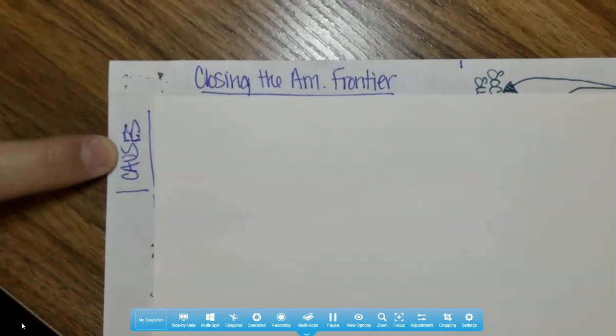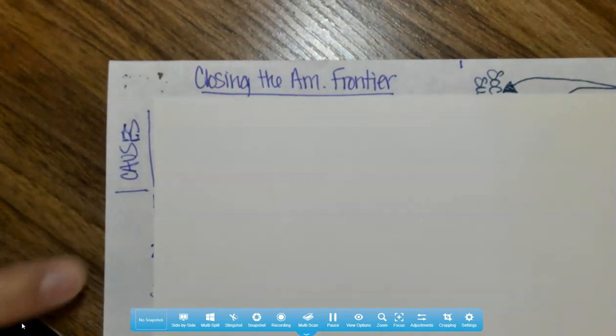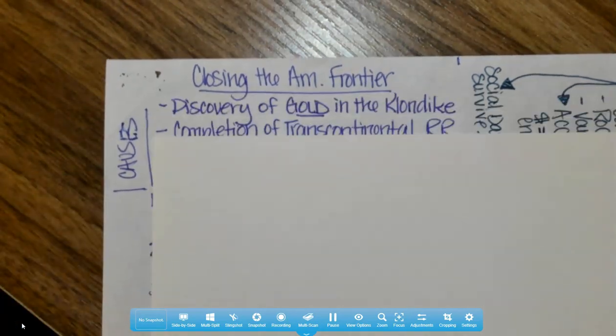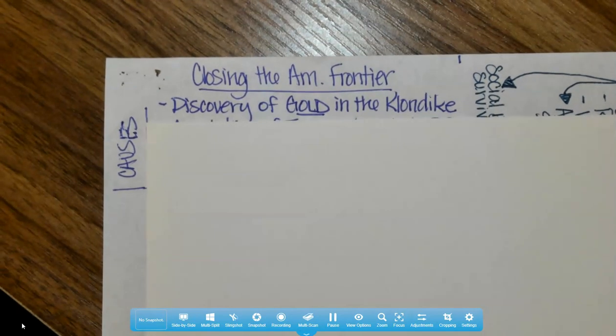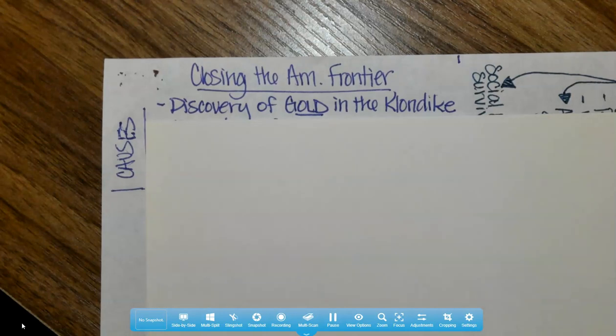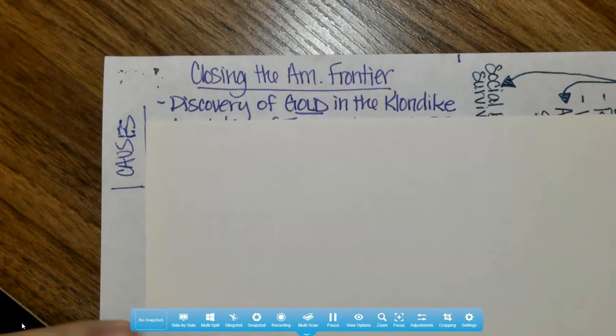How I'm going to divide this is we're going to have causes, and then we'll have effects right underneath it. The first thing that is going to lead to the closing of the frontier was the discovery of gold in the Klondike. Literally, if you see Klondike, think, oh yeah, that Klondike ice cream bar: frozen, Alaska, gold. The discovery of gold in the Klondike means thousands of people are going to move to Alaska to try and get in on that money.